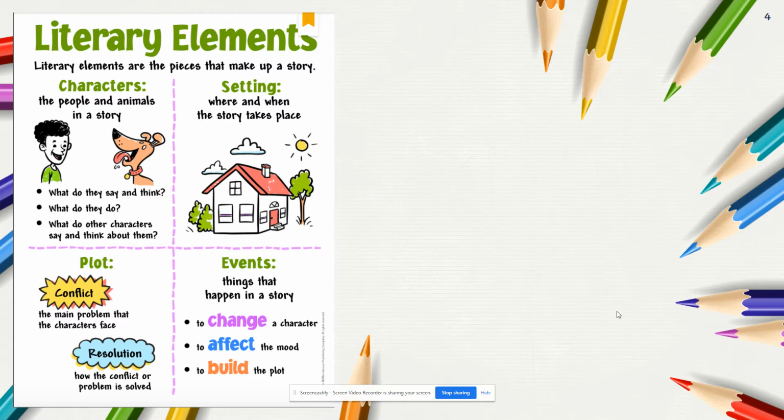Literary elements are all of the parts that make up a story. These include the characters and the plot. The characters are people or animals within a story. The plot is what happens in the story. The plot is made up of the conflict and the events that tell what happens to solve it.